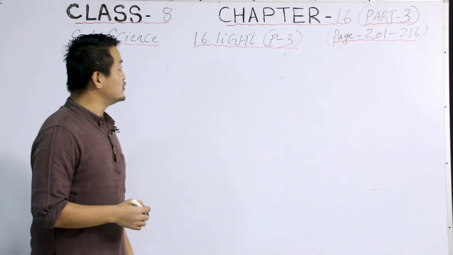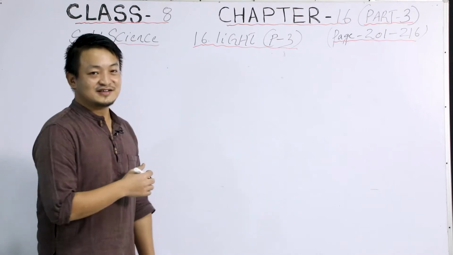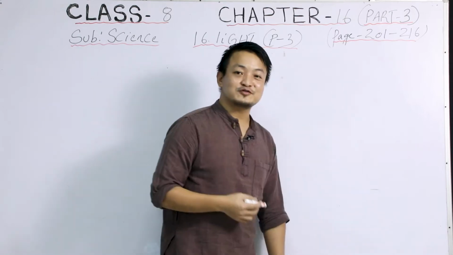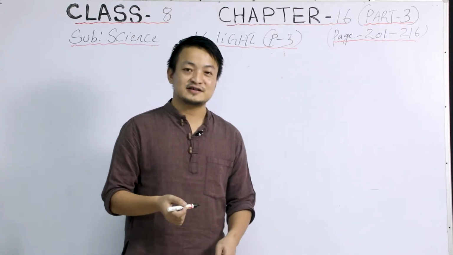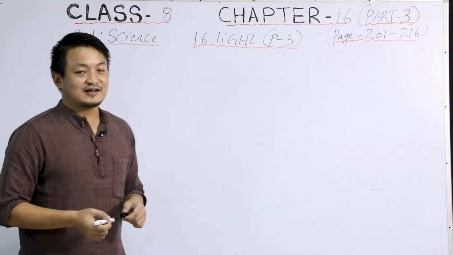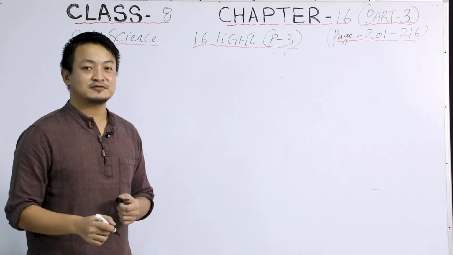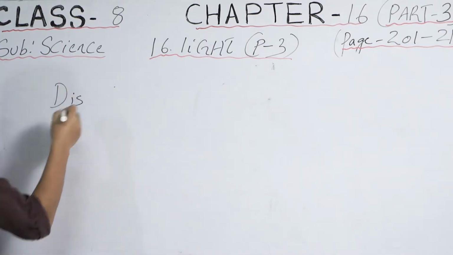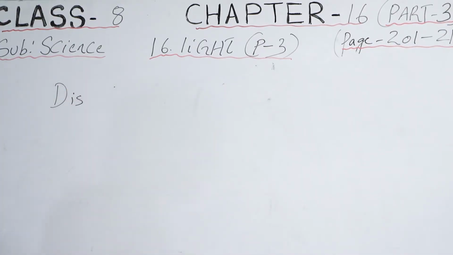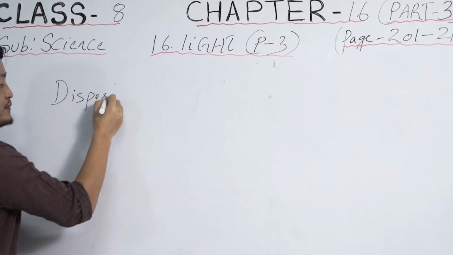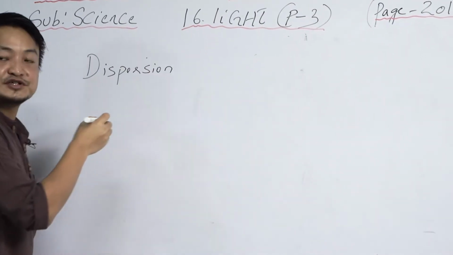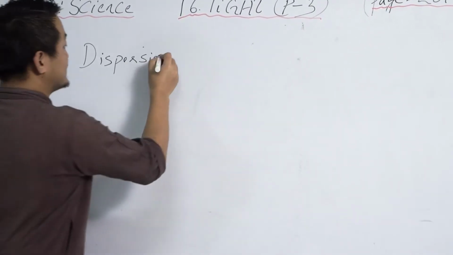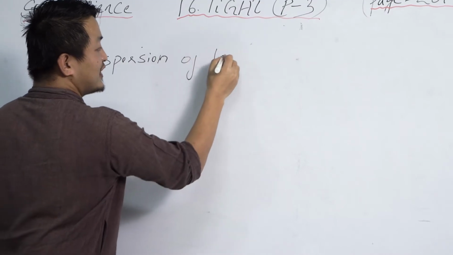So today we'll continue with part 3 for chapter 16, light. You can also refer to pages 201 to 216 of your NCERT science textbook. In the last class, we discussed multiple images, right? So today we'll discuss dispersion of light, and after this we'll discuss the human eye. The human eye. Okay, dispersion of light.